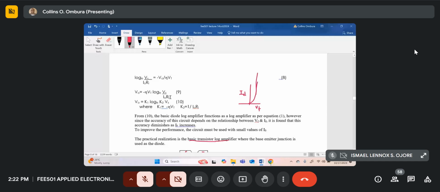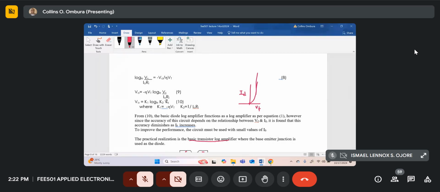So we can collectively combine minus neta Vt as K1 and 1 over I naught R1, I'll call it K2. Then I can get equation 10, which states that V naught is K1, where K1 is a constant or a scalar, times log to the base e of K2 Vs. And this is actually our general equation of our log amplifier.